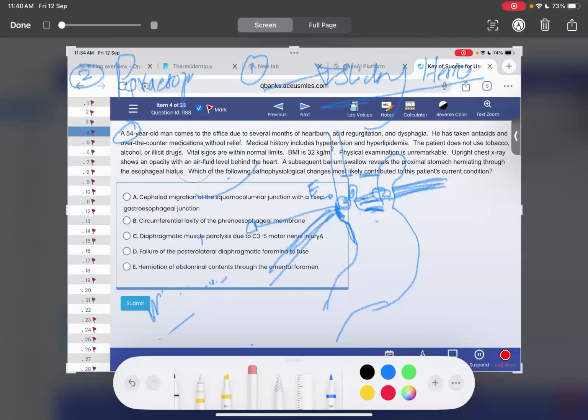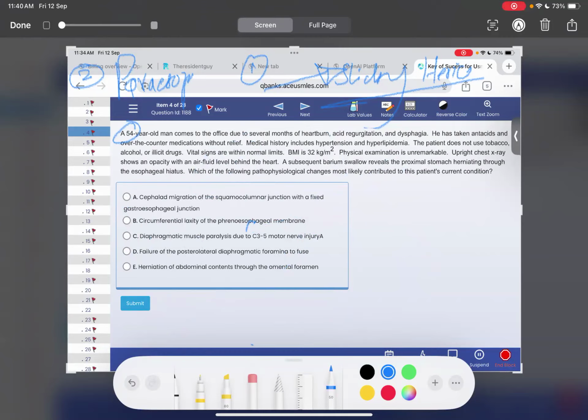The question is asking about whenever we swallow. Feeding on chest X-ray to opacity or right lung, endoscopy will reveal a proximal stomach herniated through the esophageal hiatus. Which of the following pathology would most likely contribute to this? Let's discuss. Let's come to the question.